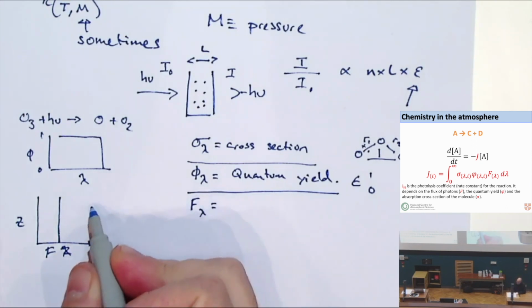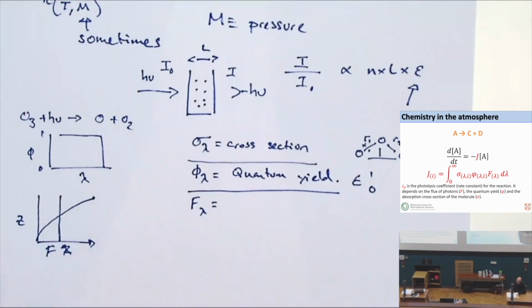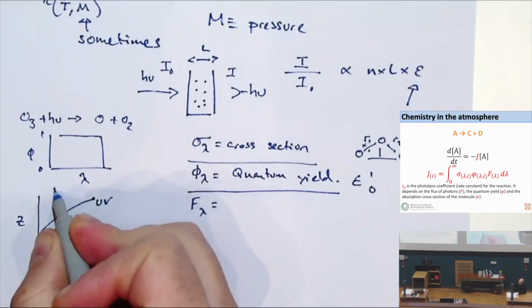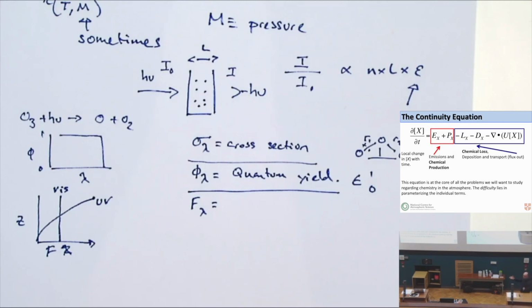But if we go to the UV, then we start to get this exponential drop. So that would be UV, that would be vis. For the UV, we get this exponential decay of the flux of photons with decreasing altitude. So remembering that all the gases are pulled down by the force of gravity towards Earth's surface, we have more and more gases at the surface. So we've got more and more things absorbing the photons, so we have that exponential decay.